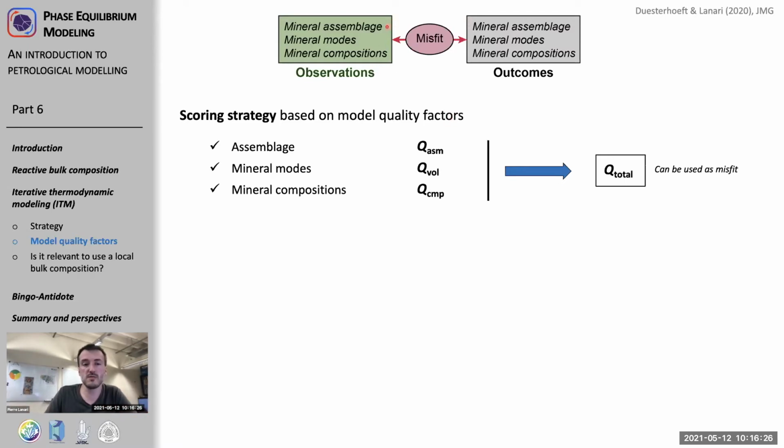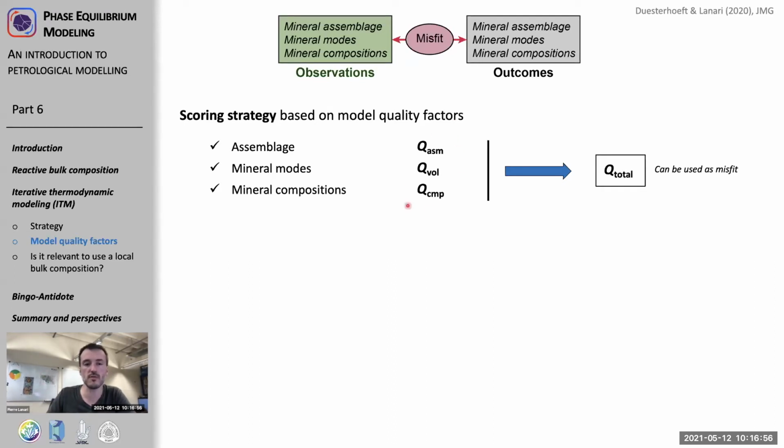So you have three types of observations and model outcomes. We decided to go for three different model quality factors: the QASM for the assemblage, the Q volume for the mineral modes, and the QCMP for the mineral compositions. Those model quality factors have values ranging between 0, which means that observation and outcome are completely different, and 100%, where they are identical within uncertainty.